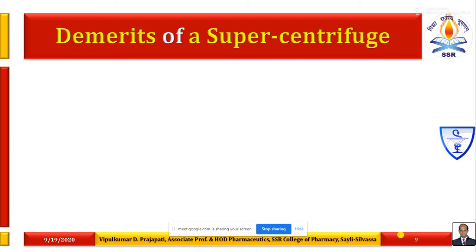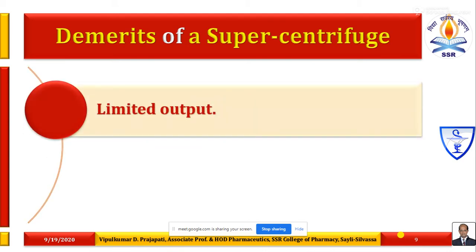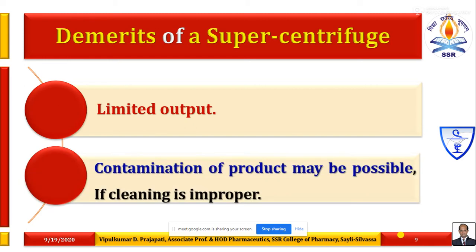Now, what are the demerits of a super centrifuge? Only two disadvantages are available. One is limited output. Its output is limited due to continuous movement. So, due to limited output, its efficiency is dependent on the driving mechanism. Next, contamination of the product sometimes may be possible if cleaning is improper. So if cleaning is improper, whatever salt is deposited may contaminate the product. So these are the two main disadvantages of a super centrifuge.